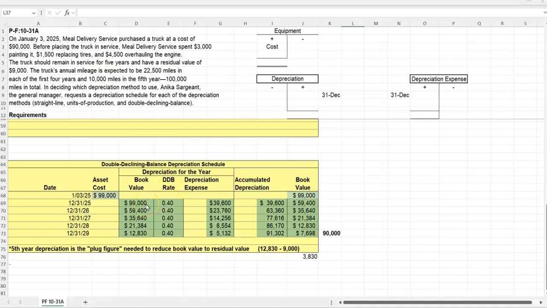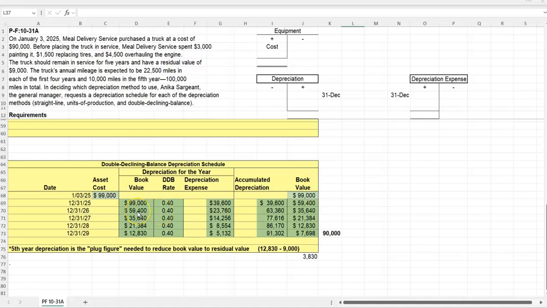So the first year, the book value is 99,000 because we don't take out residual value. So 99,000 times 0.40. The first year, we're going to depreciate 39,600. That's going to be our depreciation expense for the year. Accumulated depreciation the first year is going to be 39,600. So 99,000 cost minus its accumulated depreciation comes out to its book value, 59,400.